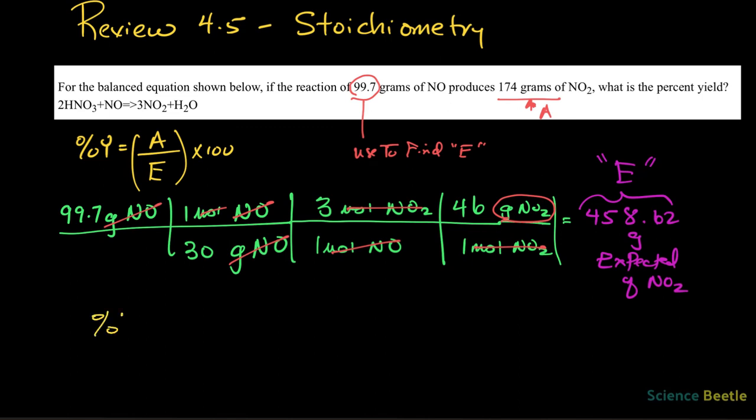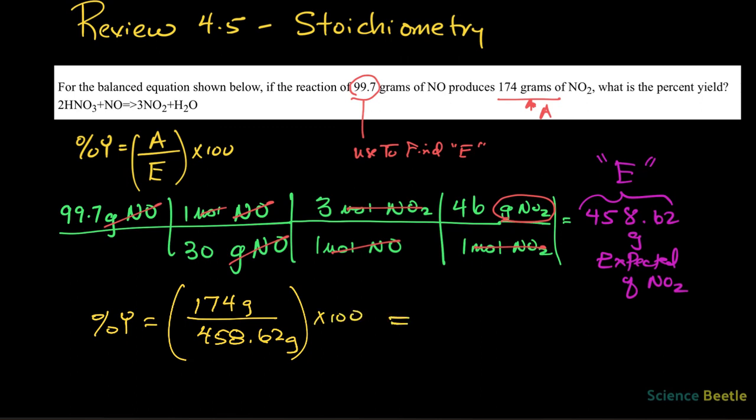So we'll take the percent yield is equal to the actual, and that value was 174. Remember, this is in grams. And then we're going to take 458.62 grams, and this is going to be multiplied by 100%, or 100, and that'll give us the answer there. We can go ahead and cancel out the unit of grams. If we take the 174, we divide it by 458.62, that value there should be 0.37939. We're going to multiply that times 100.